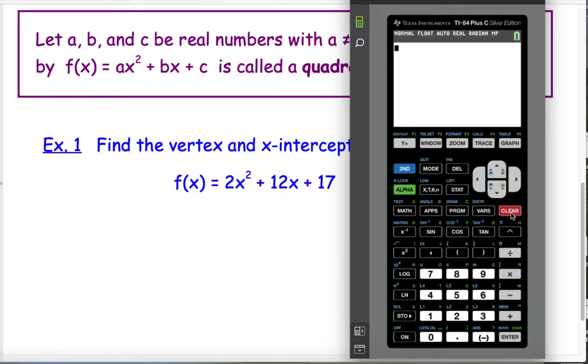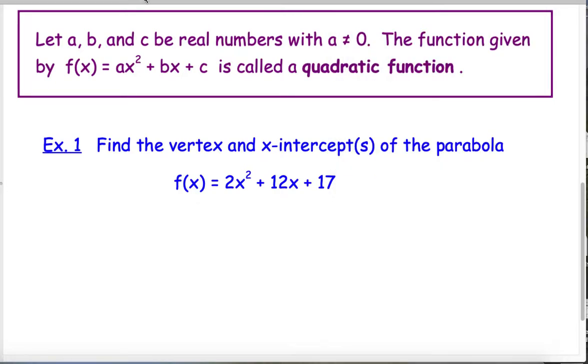Now, how could I be sure about that? I could use the calculate menu, which is second, and then the trace button. I could calculate a minimum, because this parabola is opening upward. If it were opening downward, I would choose maximum. So I'm going to choose minimum, number 3. It says give me a left bound, so I'll go to the left of the minimum, press enter. Go to the right of the minimum, press enter. Then give it a guess, you just press enter again. Sure enough, that minimum is at negative 3, negative 1. So the vertex is at the point negative 3, negative 1.